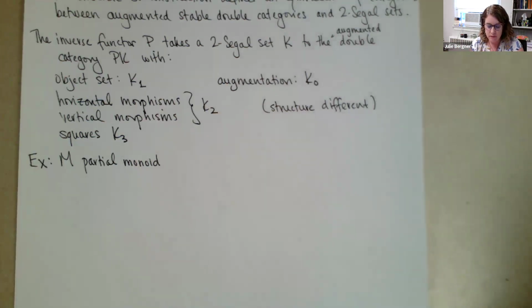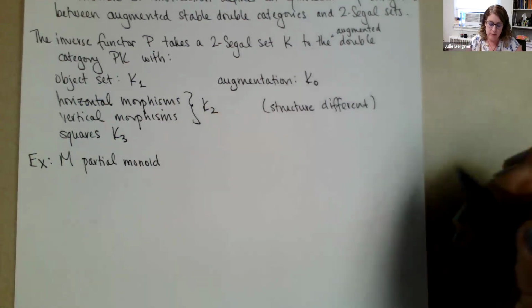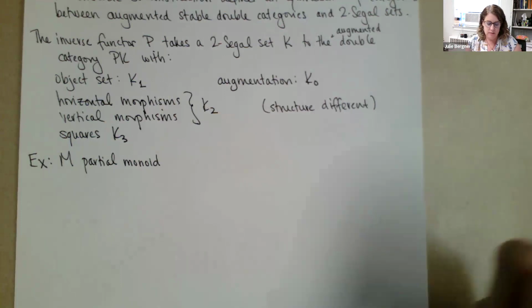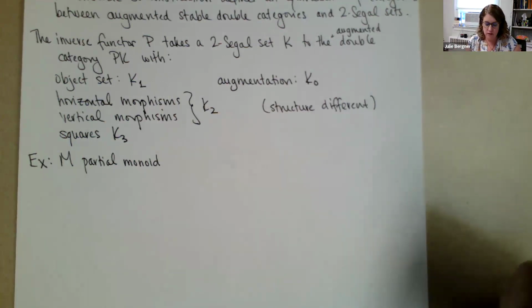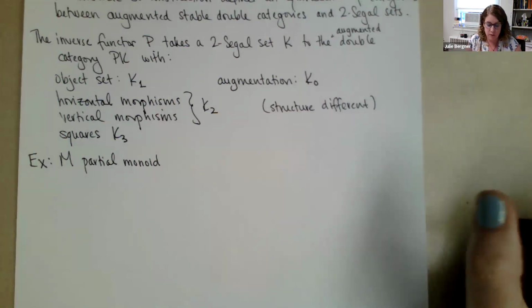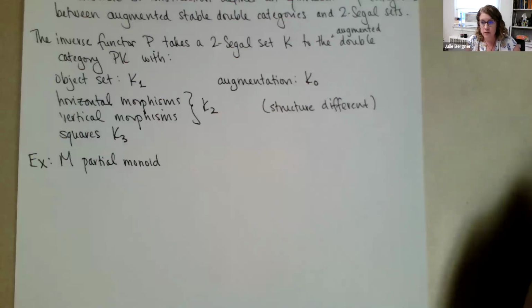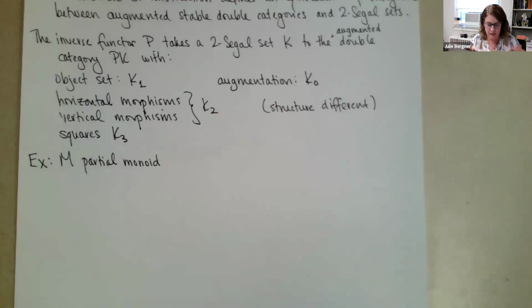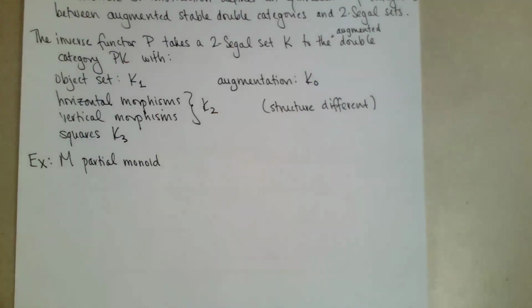Each of those as a set will be isomorphic to the set K2. But when I say the structure is different, the way you get source and targets down to the objects and such, they're not going to be the same. So they're not going to be equivalent categories in general. But if you forget all the structure and just look at the collection of morphisms, they're going to be isomorphic and given by K2. It's a little odd, but that's what it is.